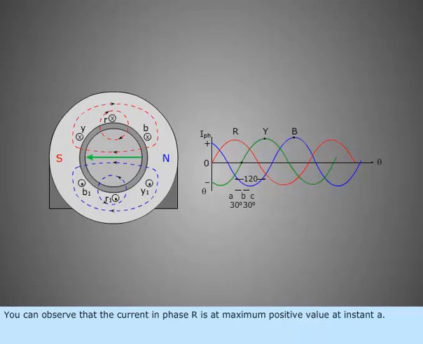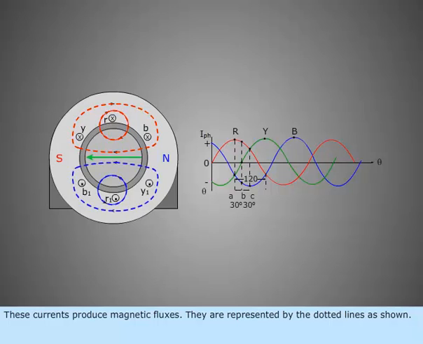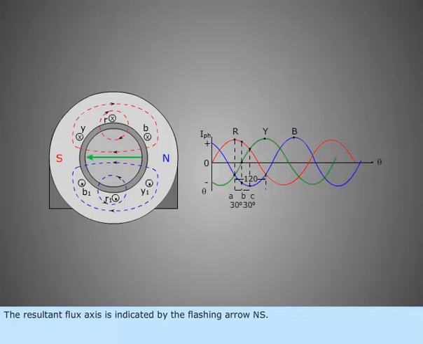You can observe that the current in phase R is at maximum positive value at instant A. At the same instant, the currents are negative in phases Y and B, and their magnitudes are half of maximum value. These currents produce magnetic fluxes. They are represented by the dotted lines as shown. The resultant flux axis is indicated by the flashing arrow NS.